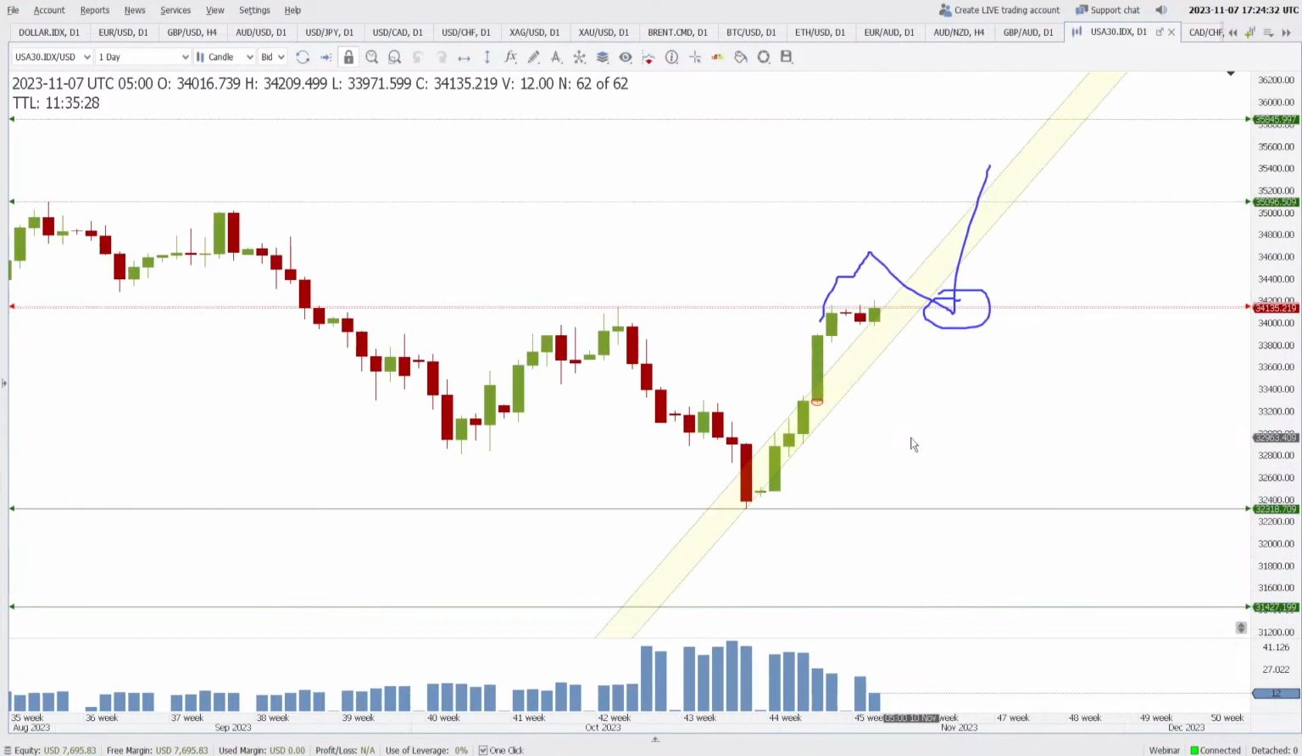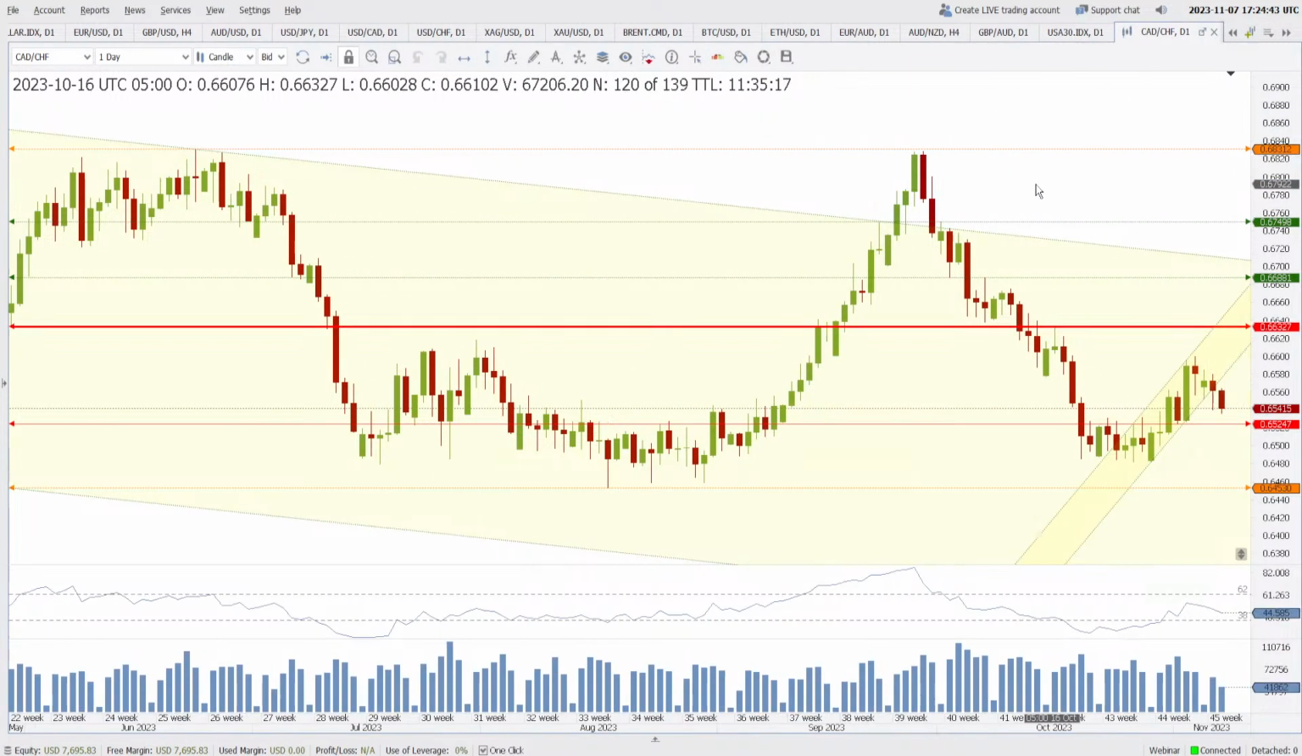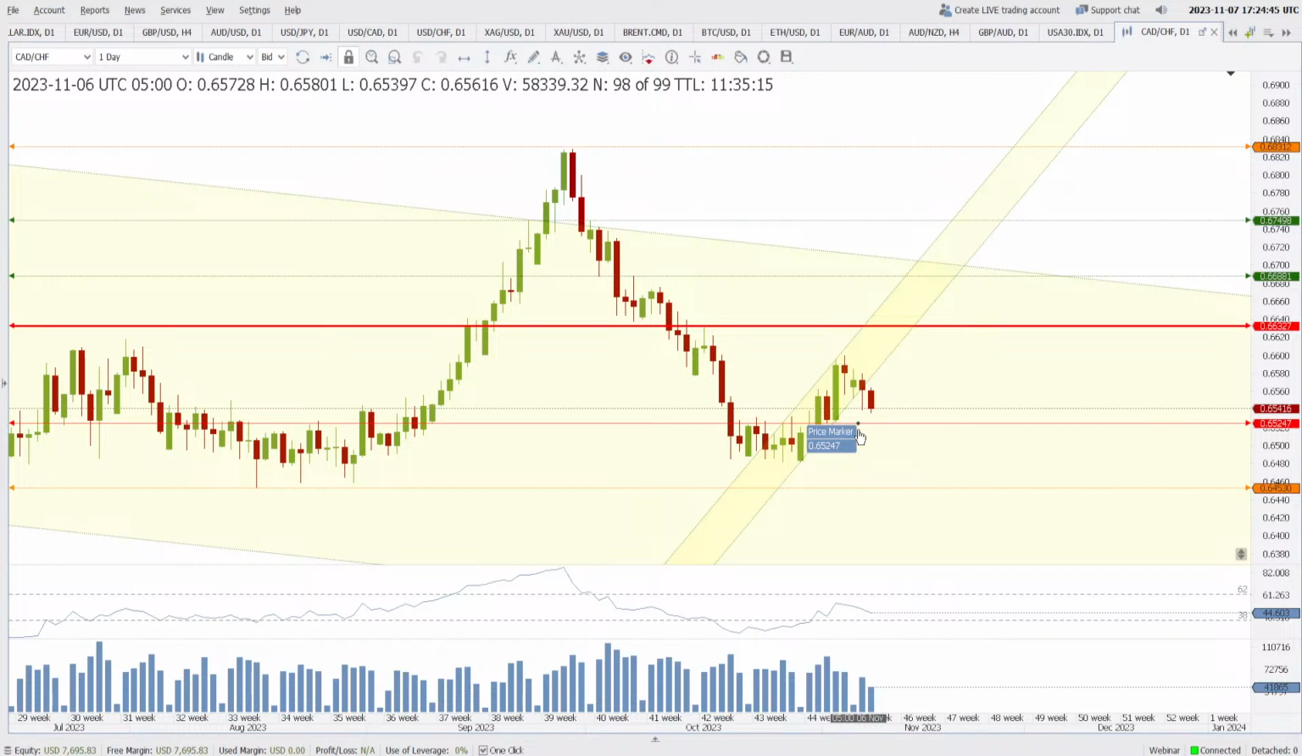US 30 still finding resistance here. Any close above will open the way for 35,096. No closing above that, no buying, no selling, nothing. CAD CHF, I think buying and buying, and now the second opportunity you may get around 0.6524. Let's see.